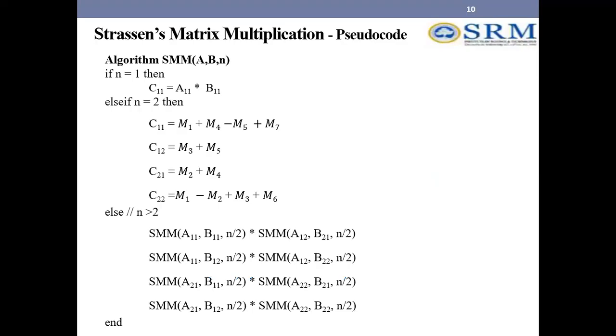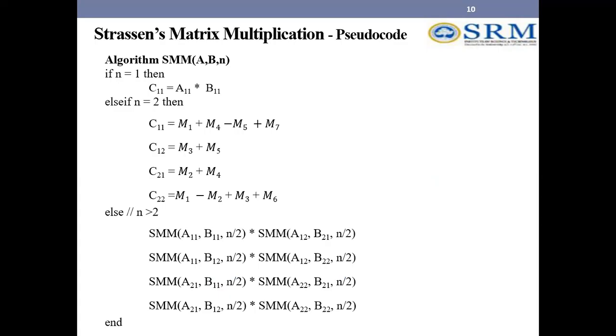Now this is the algorithm for Strassen's multiplication. The input is A, B, and n is the size of the matrices. If n equals 1, that is one dimension. We have only one element in the A matrix and one element in the B matrix, so that is normal scalar multiplication, that is C11 equals A11 into B11.